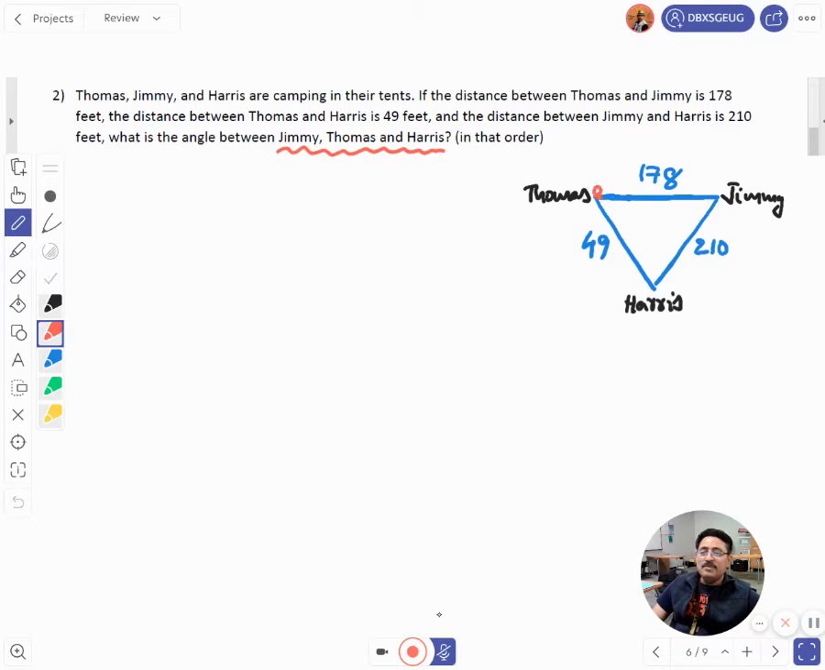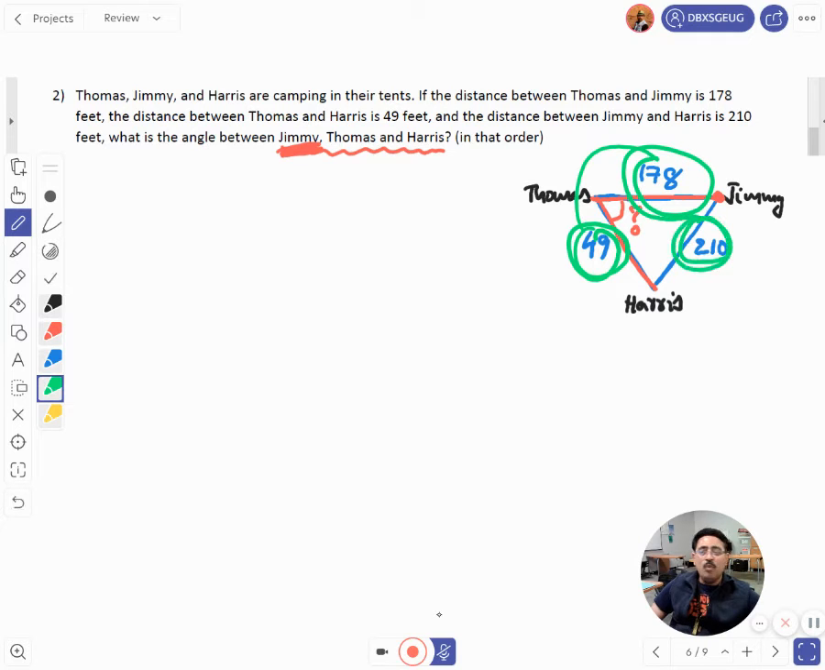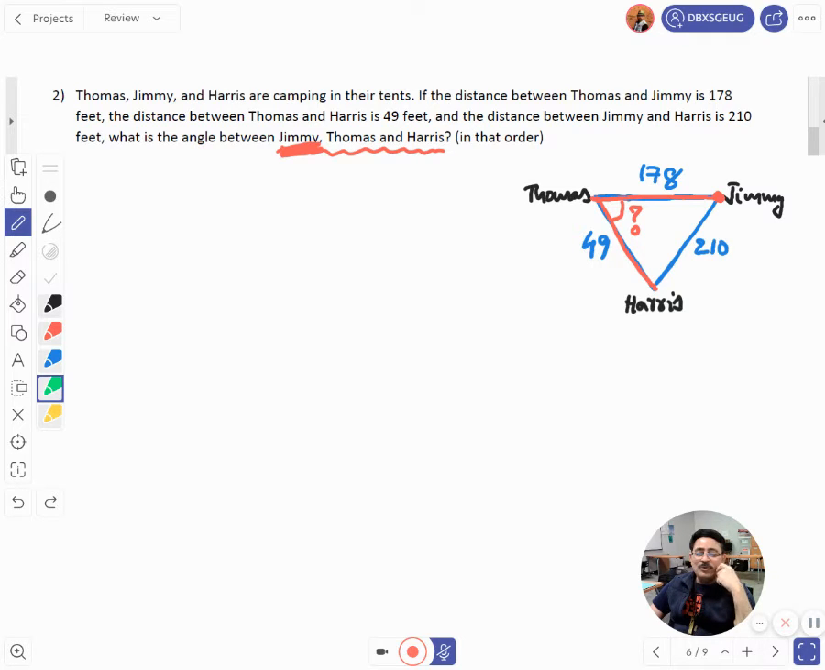So starting with Jimmy, then Thomas, so it goes this way, and Harris goes this way. That means the question is about the angle here. So I see that three sides are involved here. Three sides and one angle. What do you think? Which rule do I have to use? Is it sine rule or cosine rule?